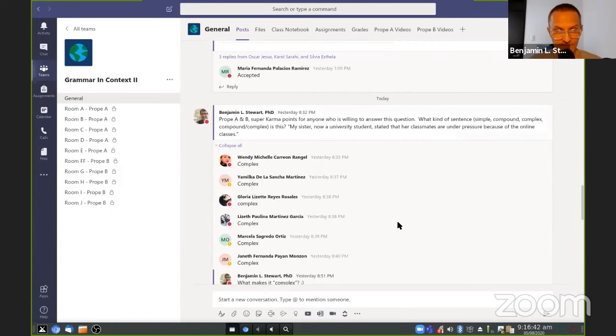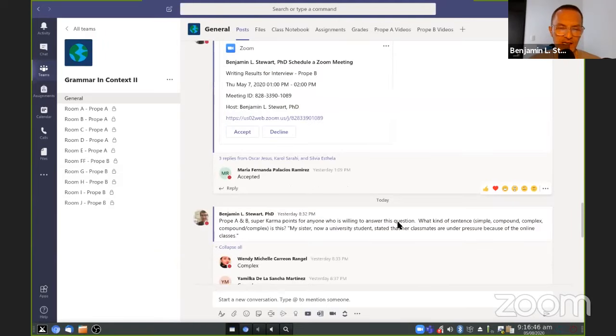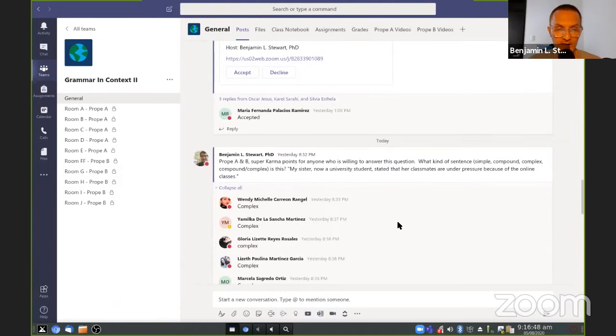I will say that it is a complex sentence, but let us know why it is a complex sentence, what makes it complex, and I'm interested in hearing from you to see what you think about this particular example.